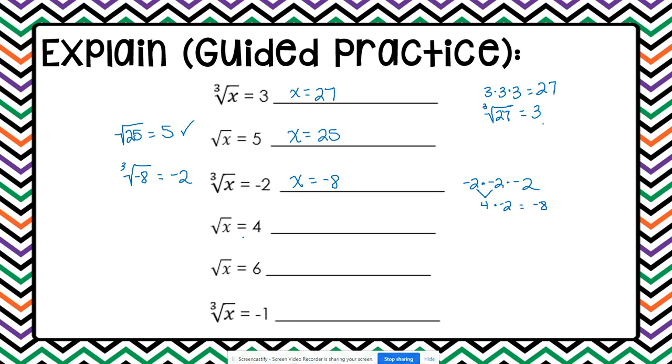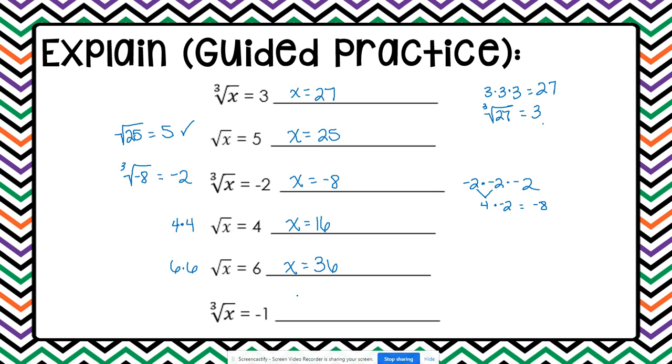For the square root of x equals 4, I would just take 4 and square it. So I would do 4 times 4, which is 16. So I know for this that x equals 16. For the square root of x equals 6, I know that I would need to square 6. So 6 times 6 would give me 36. So for this, x equals 36.